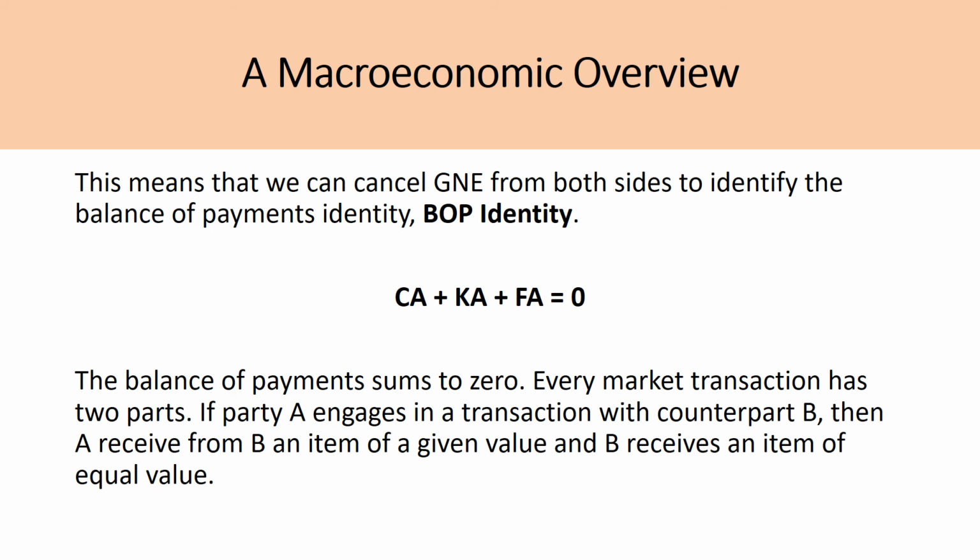Every market transaction has two parts. If party A engages in a transaction with counterpart B, then A receives from B an item of a given value, and B receives an item of equal value from A.